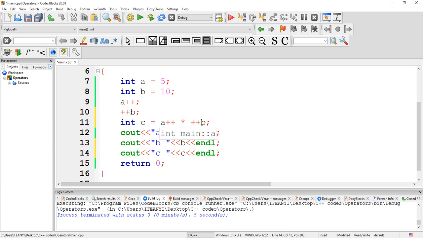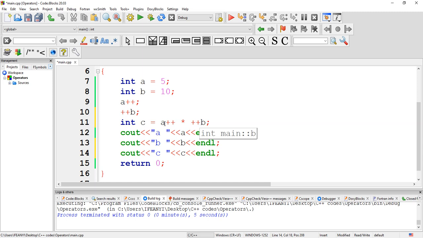Then on coming to the right hand side of the multiplication symbol, we have ++b, which says increase me before using me. b is 10, and it says increase me before multiplying me, which means that b becomes 11. So therefore what we are having is 5 times 11, which gives us 55.